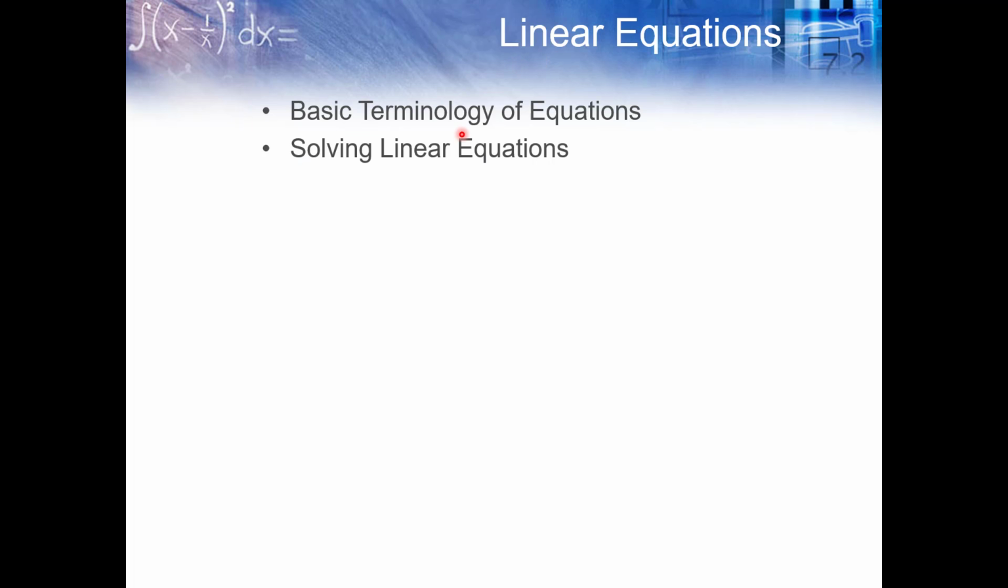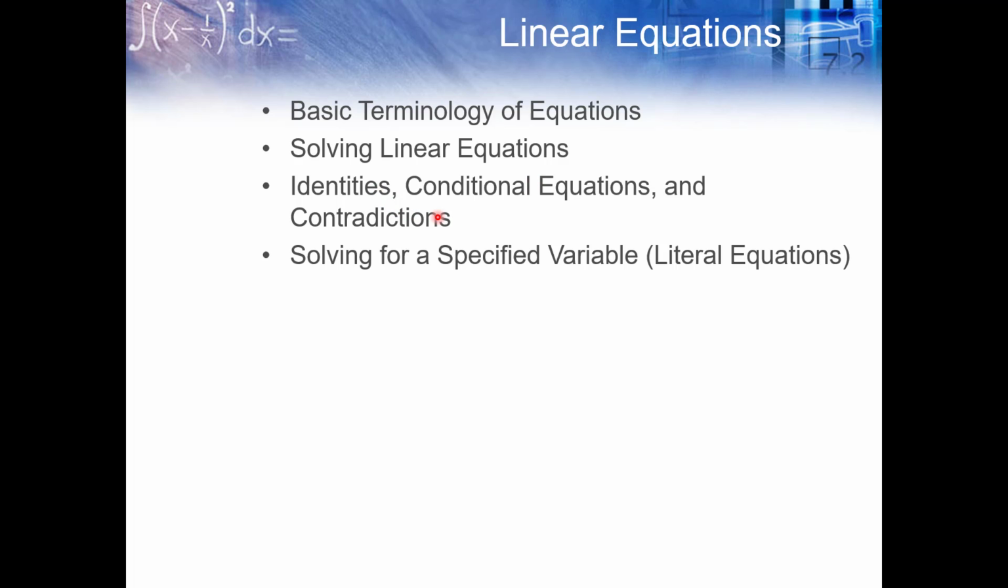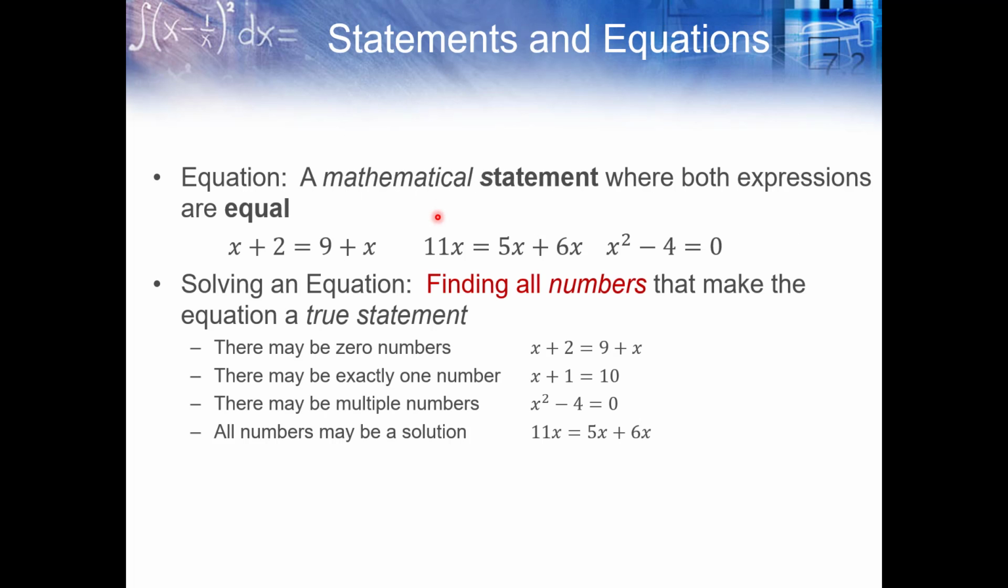Then we're going to talk about how to solve linear equations, and how to identify 3 different types of linear equations: identities, conditional equations, and contradictions. And finally, we will use these to solve what we call literal equations. These are basically formulas with a number of variables. We will have one variable of interest, which we're going to solve for, and then there'll be some other letters and numbers, and those letters will be known as parameters. Okay, so let's get going.